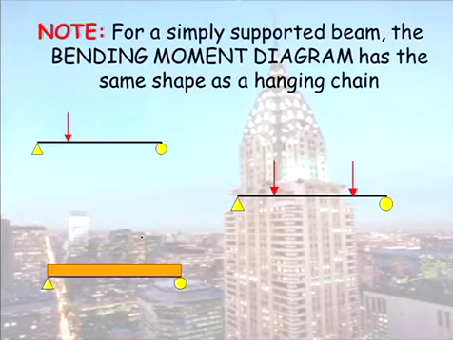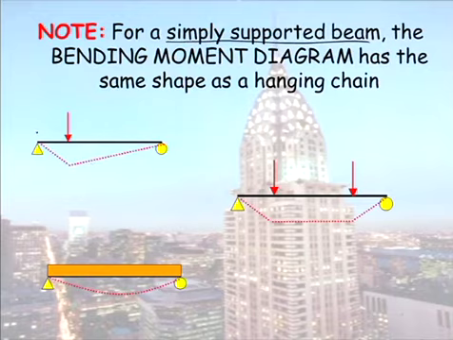Okay, one final thing, or no, two more things to say. For a simply supported beam, and only for a simply supported beam, the bending moment diagram actually has the same shape as a hanging chain or a hanging piece of string. You get a piece of string, you put a point load on it, what does it do? Well, it follows the shape of all these red dashed lines. So all of a sudden, for any simply supported beam system, you straight away have your bending moment diagram. Okay, you know the shape of it.